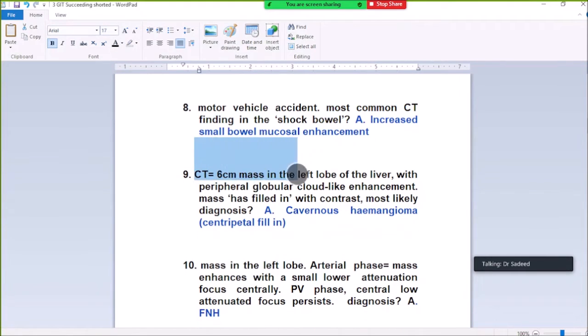Question number 9. CT scan shows 6 cm mass in the left lobe of the liver with peripheral globular cloud-like enhancement. Mass has filled in with contrast, most likely diagnosis cavernous hemangioma. This is called centripetal fill-in of contrast. Centripetal fill-in of contrast is seen in hemangioma. It shows peripheral globular cloud-like enhancement. So from the periphery it starts and fills in.